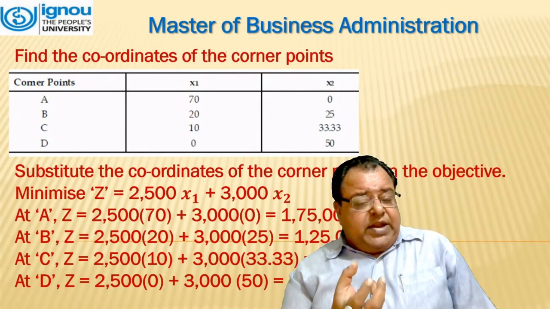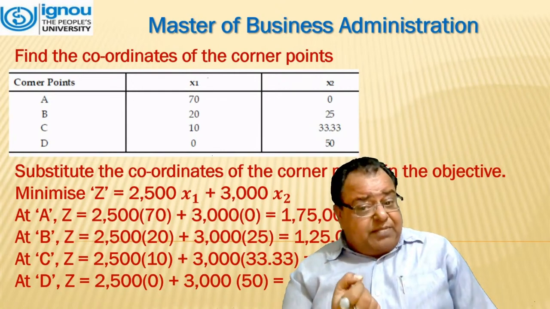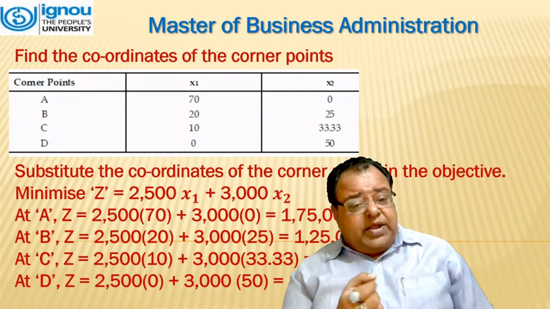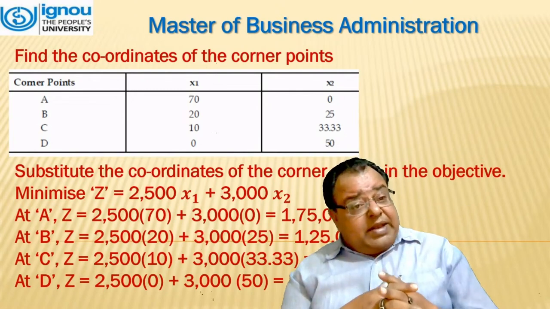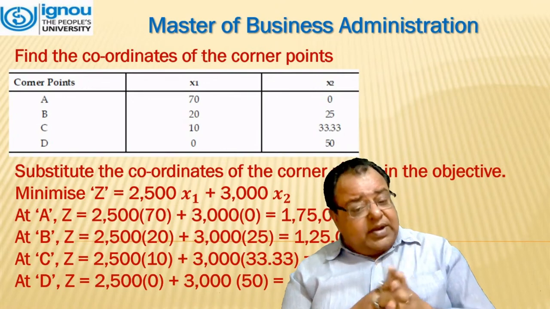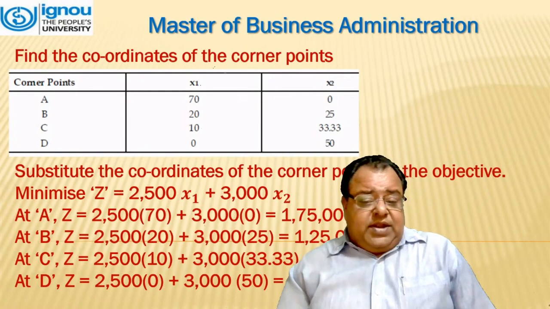We will be placing this. Coordinate A is 70, 0. Coordinate B is 20, 25. Coordinate C is 30, 33.33. And coordinate D is 0, 50. We will be substituting these values in the minimization equation, which is Z equal to 2,500 x1 plus 3,000 x2. So we are going to get 4 values.